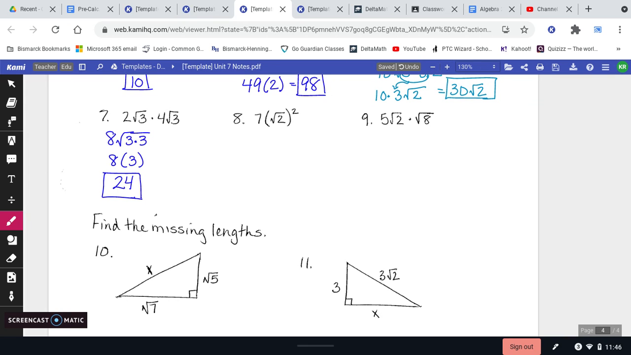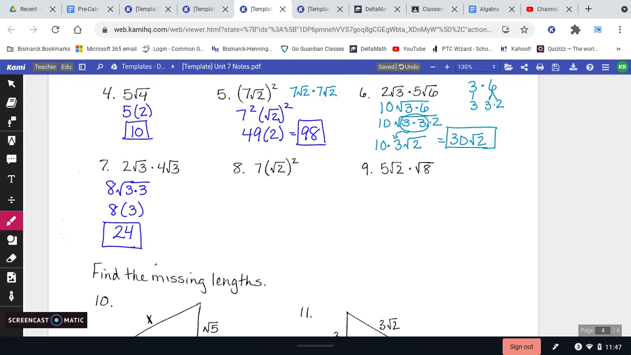Okay, number 8, 7 times square root of 2 squared. Now this is kind of similar to what we did in the one above it, number 5. But notice this time the only thing that's getting squared is the root 2. So the 7 is going to stay a 7. The root 2 gets squared, so that becomes 2. And then we are at 14.